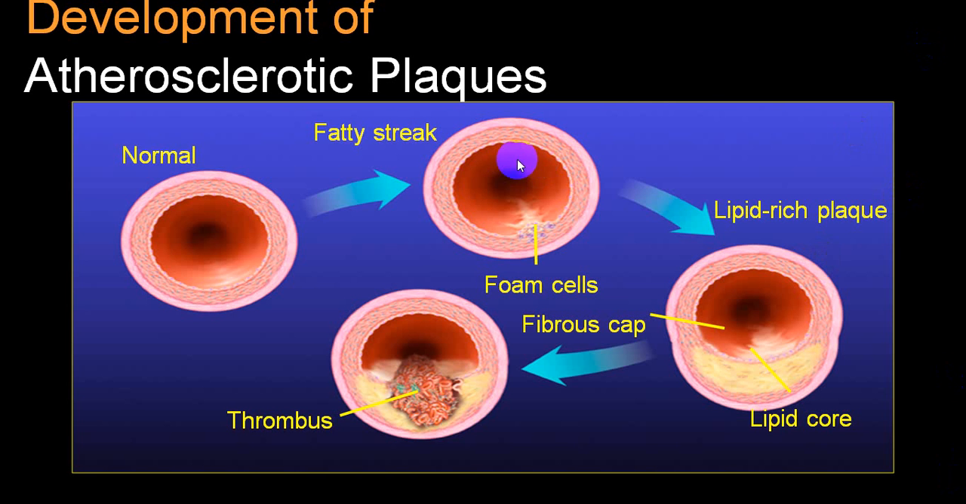So fatty streak formation, lipid rich plaque formation, and there will be a lipid core, and there will be a fibrous capsule. If the fibrous capsule ruptures, it gives rise to exposure of collagen tissue to the blood, and that will give rise to formation of a thrombus, and this will decrease the lumen size further. Depending upon the size of the thrombus formation, you can have a partial occlusion or a complete occlusion.